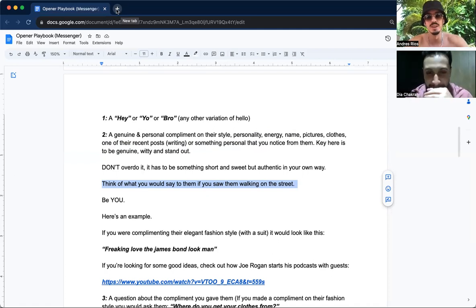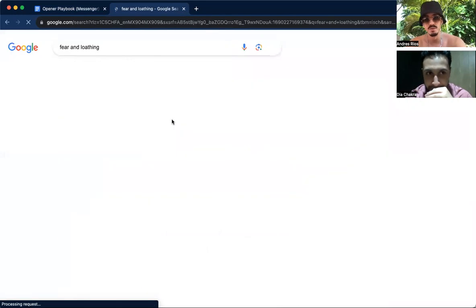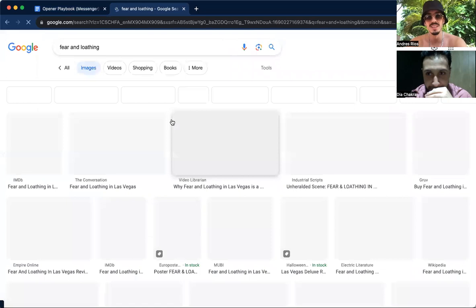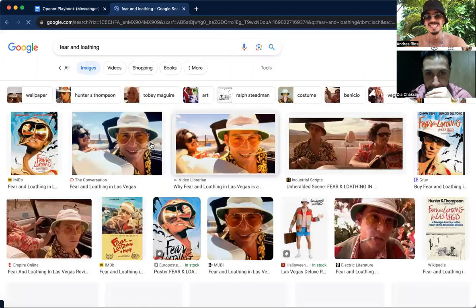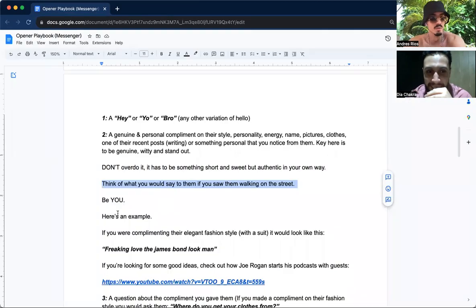Exactly. Like, bro, if I was talking to someone that had my look on his profile, I would tell him, "Oh, dude, fucking love the Fear and Loathing style." You know, it's just like that. I would be like, "Oh, dude, fucking love the hat. You look like Johnny Depp in Fear and Loathing," or some shit like that. Like, it's just genuine, just something simple that you think of. So be you, right?